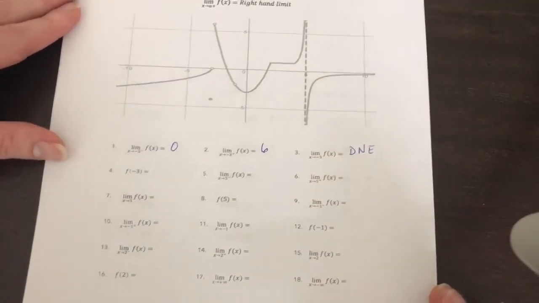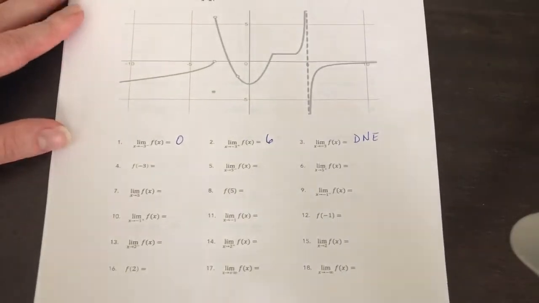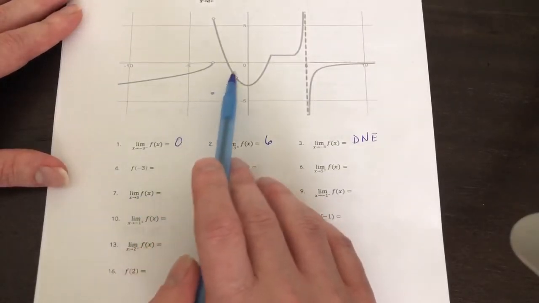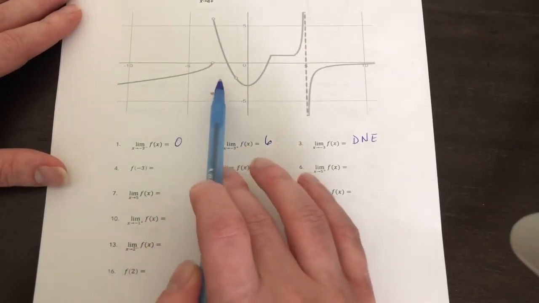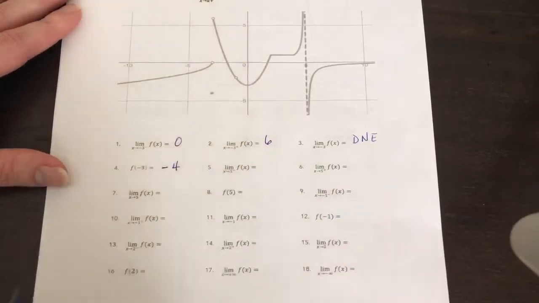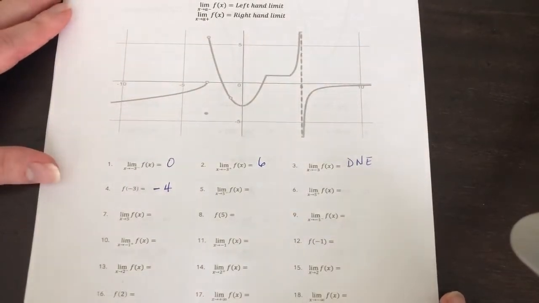Now, f of -3, whenever it starts talking about f of, that means I'm looking for the solid point, the colored in point. Okay, so f of -3, that looks like that is at -4. That's how we do limits graphically. Okay, so let's do another one.